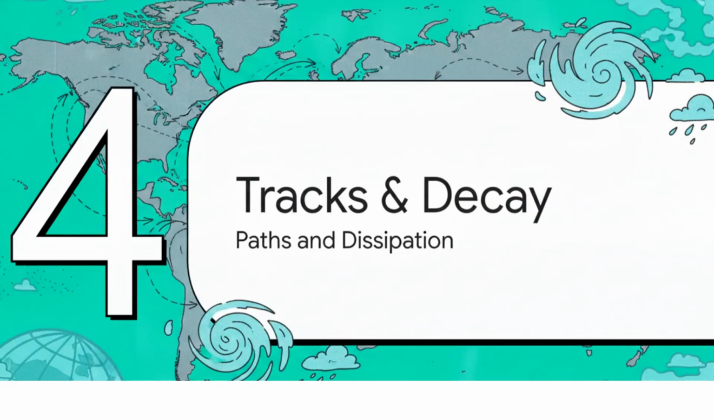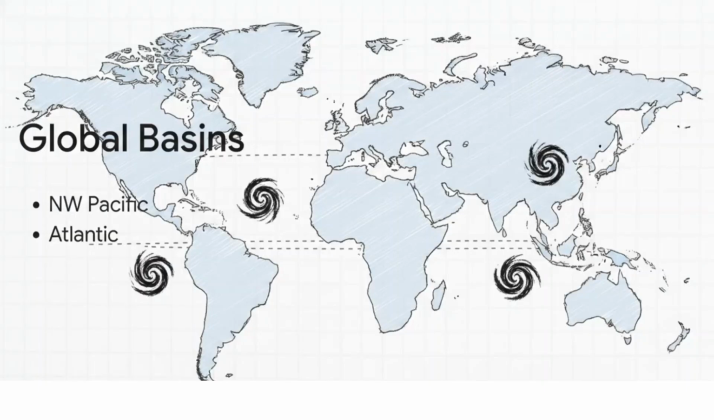Next up is Part 4, Tracks and Decay. Let's explore their paths and how they eventually dissipate. First off, just a really quick note on terminology. While we use the term typhoon specifically to talk about storms in the Northwest Pacific, the exact same atmospheric mechanics apply globally in very specific basins, usually between 5 and 30 degrees latitude.